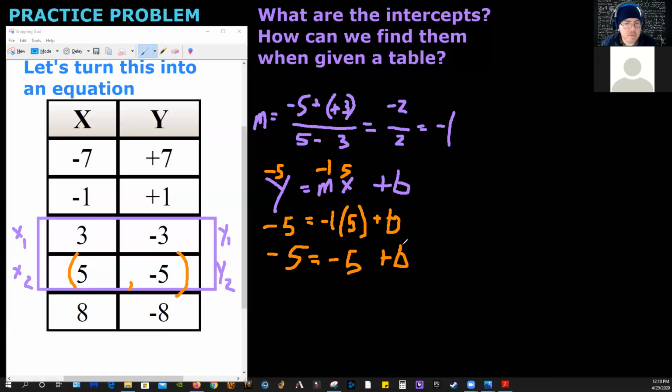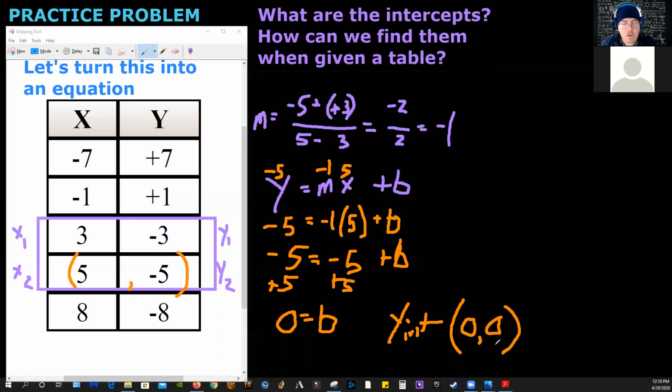This is lame. I want something that comes out with a non-origin intercept. So basically, we add 5 to both sides. And we end up figuring out that b is equal to 0. So the y-intercept is 0. The y-int always has an x value of 0. And now we just found out it has a y value of 0. And that would be the intercept for both the x-intercept and the y-intercept.